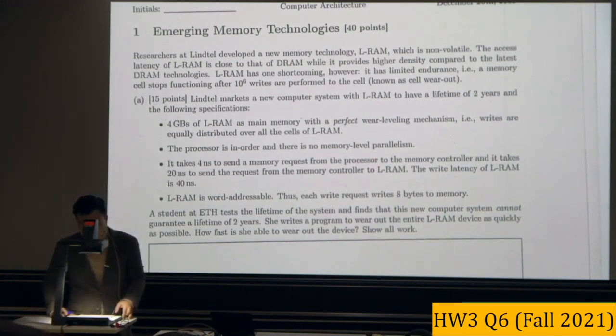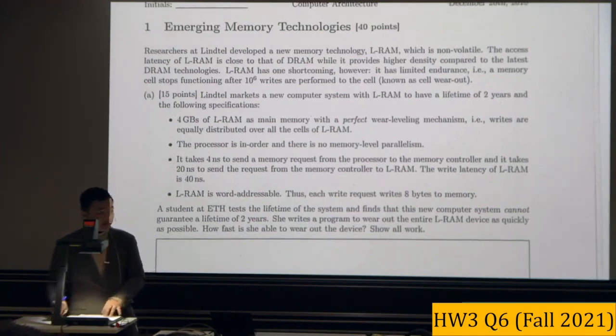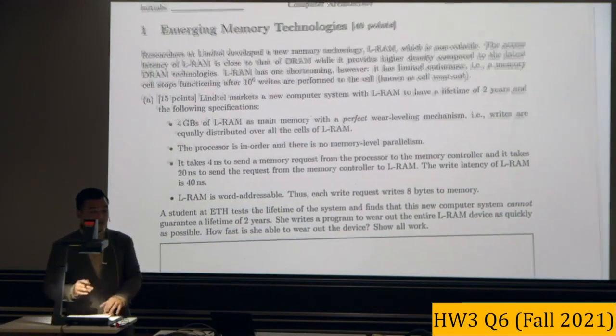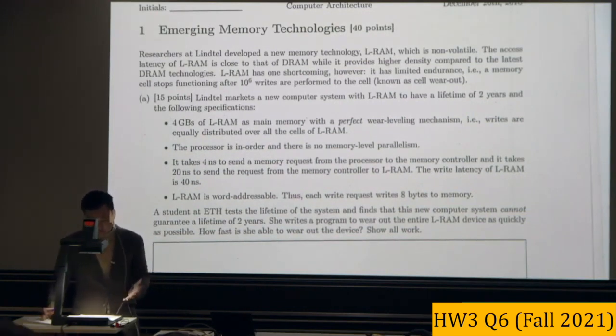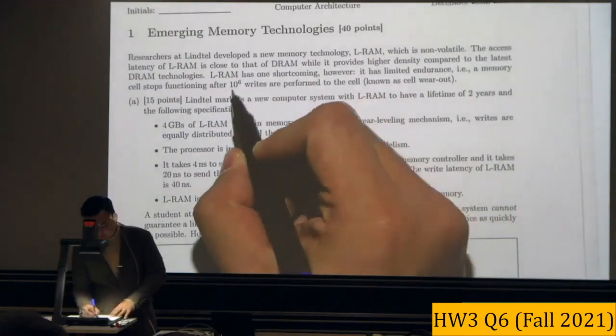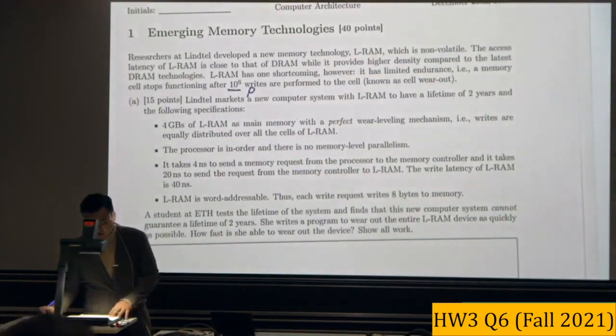It has limited endurance, i.e., a memory cell stops functioning after a million writes are performed to the cell. It means that a memory cell cannot reliably store the requested data. So actually we can try to write data, but it does not guarantee that it is reliably stored in time for the request. Let's say this is P, which is the program cycles allowed for a cell.